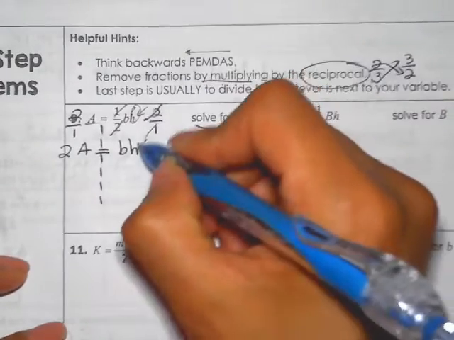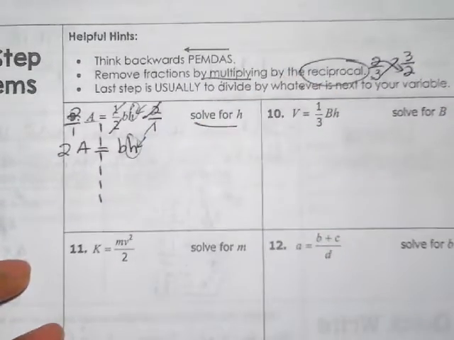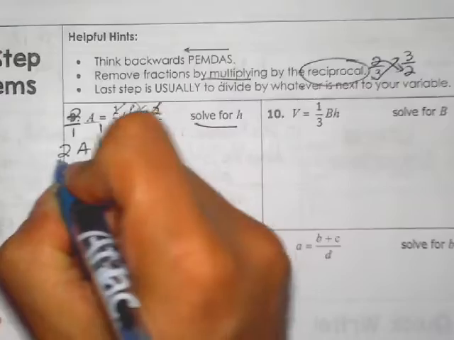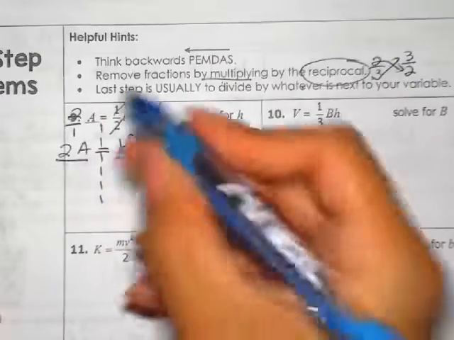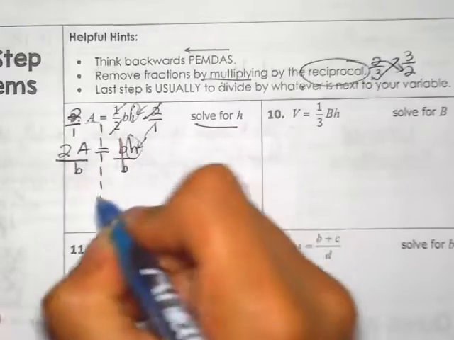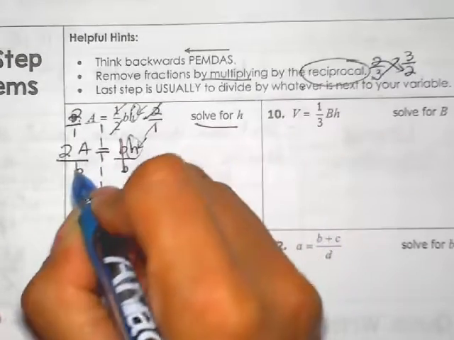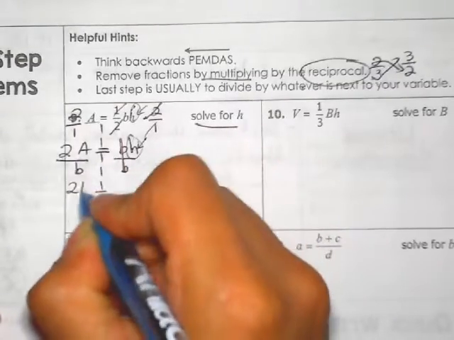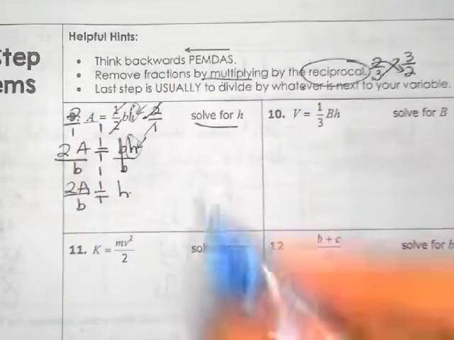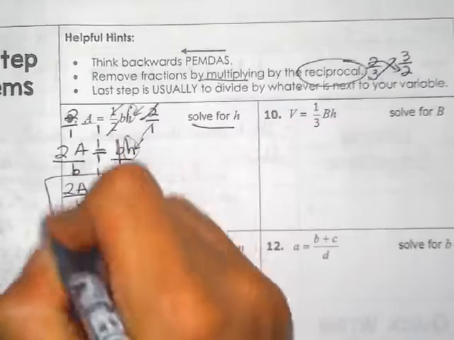We still want H by itself. So what do we have to do now, Matthew Ramos? Divide. Very good. What did I do to one side, do to the other? We're dividing by B. Cross out the B. They cancel each other out on the right, and I'm left with 2 times A over B on the left, and H by itself on the right. H is by itself, so we can stop. That is our answer.